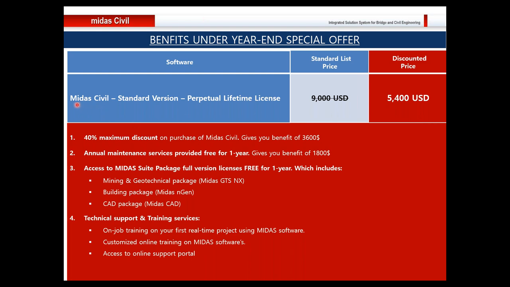To summarize, MIDAS Civil Standard Version, Perpetual Lifetime License, which has a standard list price of $9,000, would be provided at a discounted price of $5,400. This is with the maximum 40% discount on purchase, which gives a benefit of $3,600. The second benefit I mentioned was the annual maintenance service, which would be provided free of cost for 1 year, which gives an additional benefit of $1,800 for this year, as well as for your future annual maintenance fees, which would drop down to 20% of the discounted price.